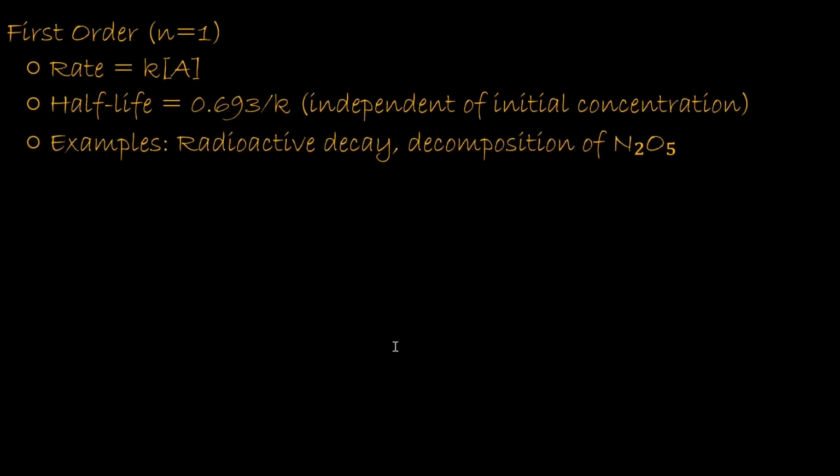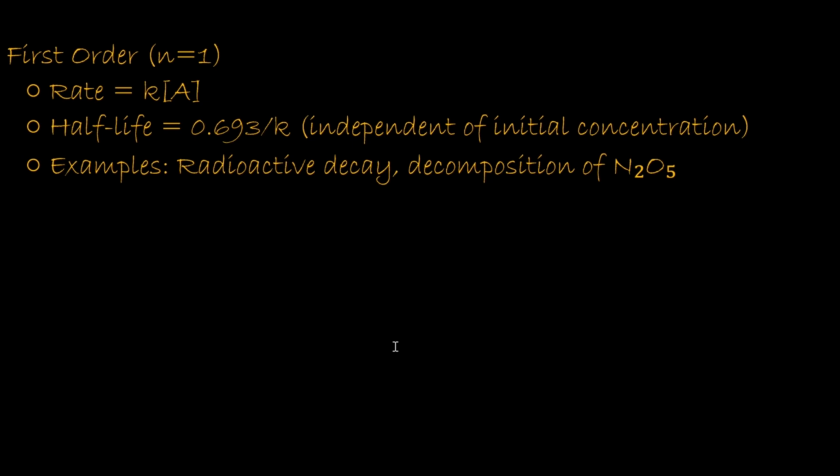Let's move on to the first order reaction, where n is equal to 1 and the rate is equal to K into [A] to the power 1. The half-life t half is equal to 0.693 divided by K. This equation is super important. Mostly half-life questions will come from zero and first order. Half-life is independent of initial concentration. Examples are radioactive decay and decomposition of N2O5. And the unit is second inverse. This is an important question.